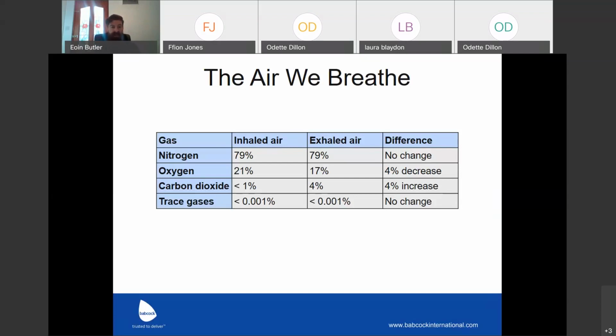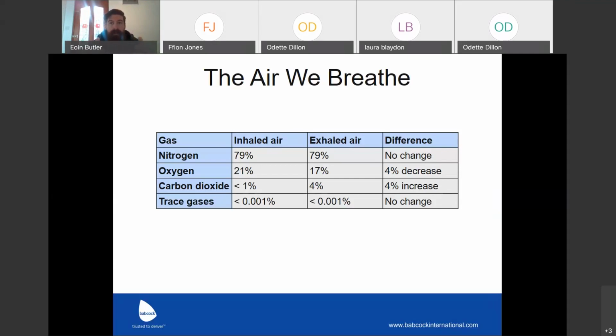Carbon dioxide, when we inhale it, is less than 1%, but we breathe out 4% carbon dioxide. So there's an increase of 4%. And then the trace gases in the air, around 0.001%, and we breathe out the same amount of trace gases. So when we look at oxygen and carbon dioxide, you may think that all of the air that we breathe out is carbon dioxide. However, only 4% of the air that we breathe out is carbon dioxide. We actually breathe out more oxygen than carbon dioxide.